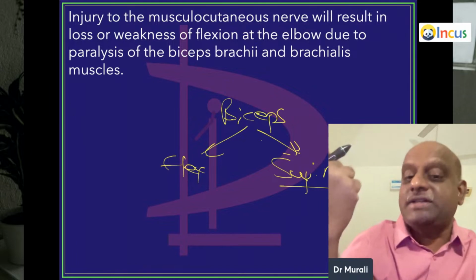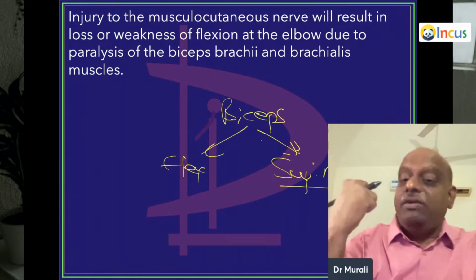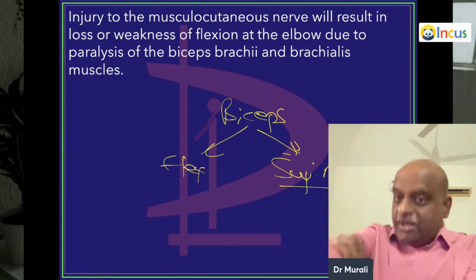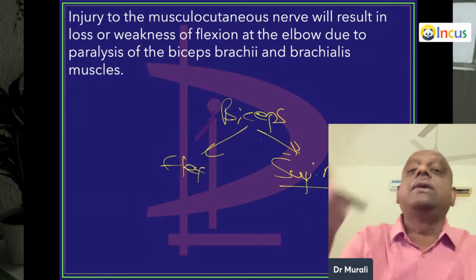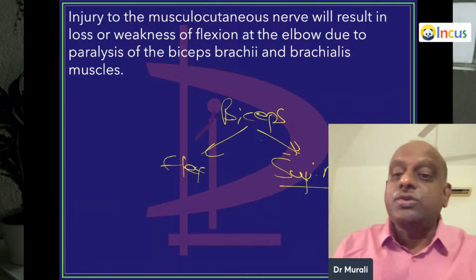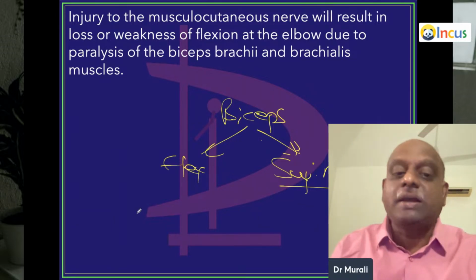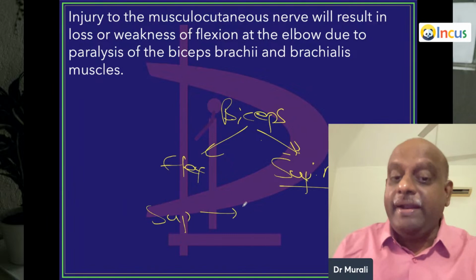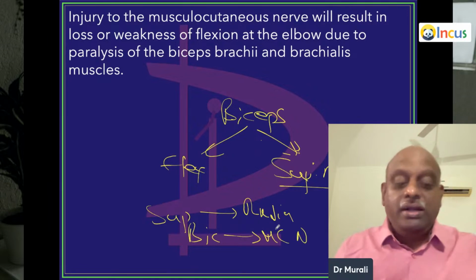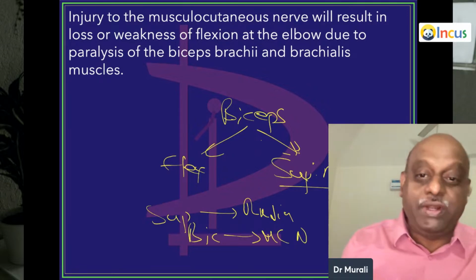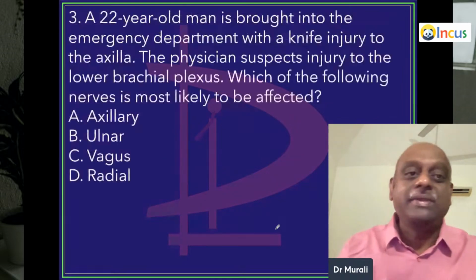You yourself can test that. Whereas, whenever your elbow is in extended position, then the supinator muscle in the forearm is the supinator. And the supinator muscle is supplied by the radial nerve, whereas the biceps is supplied by the musculocutaneous nerve. That is the fundamental difference which you need to appreciate.